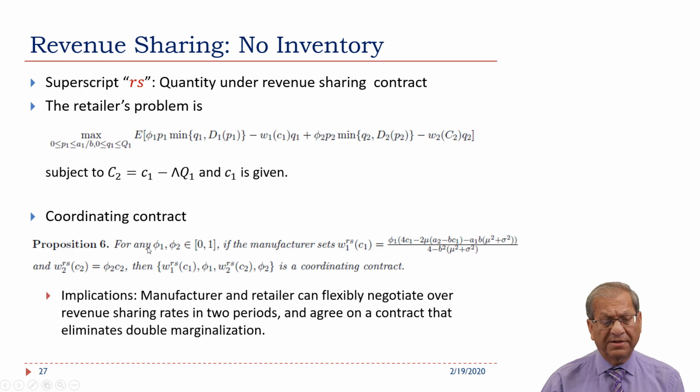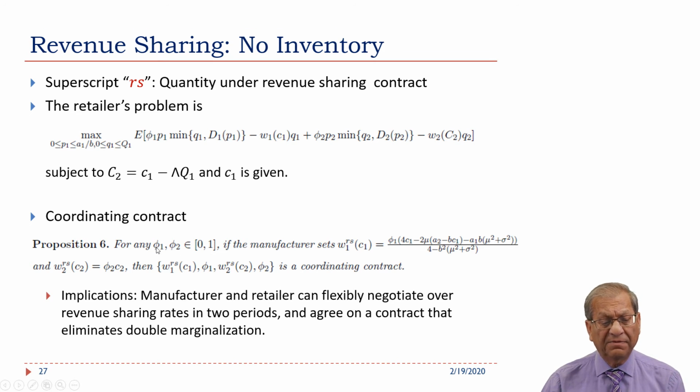So a coordinating contract is now as follows. For any phi 1, phi 2 in [0, 1], if the manufacturer sets this wholesale price in period 1 and this wholesale price in period 2, then (W1, phi 1, W2, phi 2) is a coordinating contract.